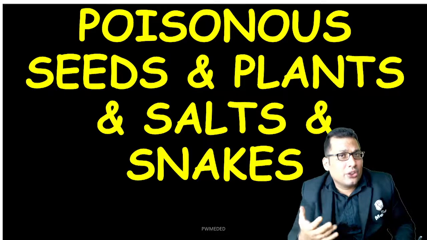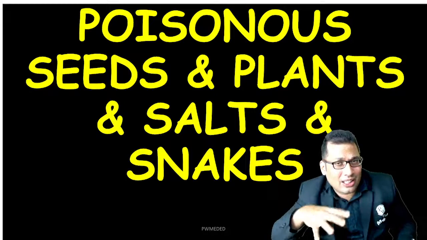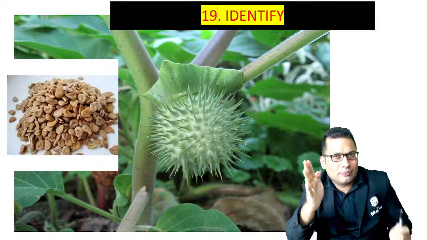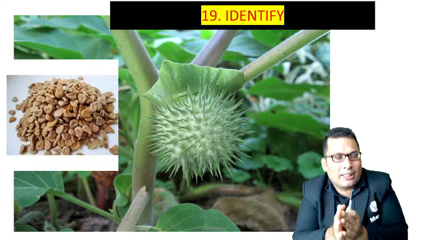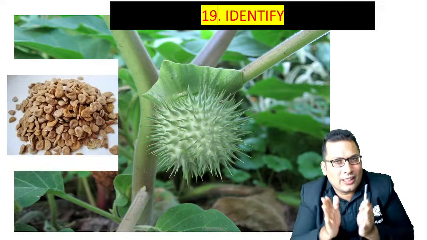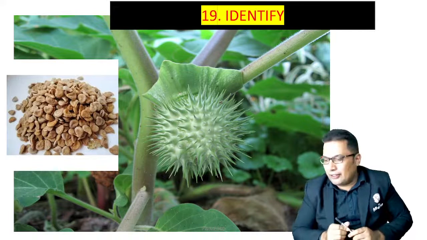You need to answer. So let's discuss some important MCQs around the image or the seeds. Look at this. The question can be given with this image: identify the poisonous fruit or the poisonous seeds present in the picture. Identify this.